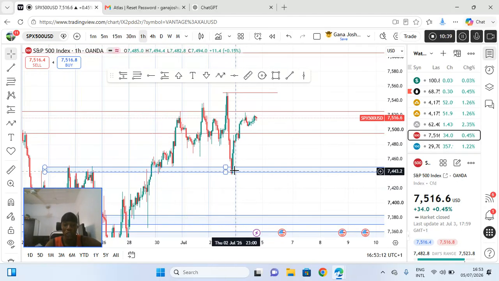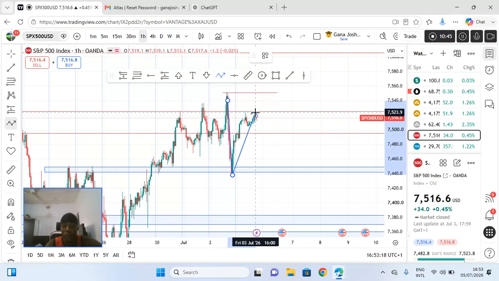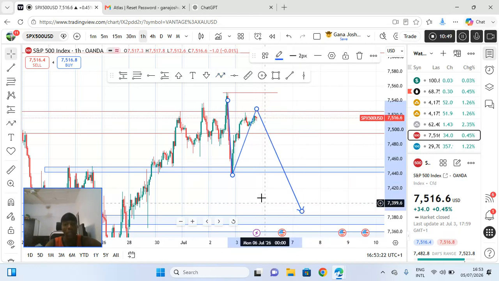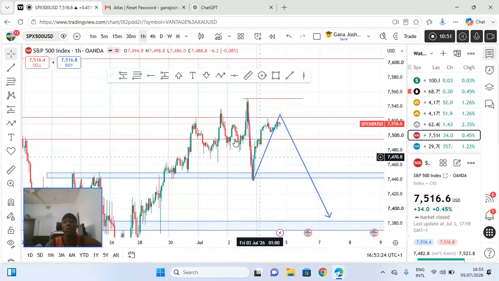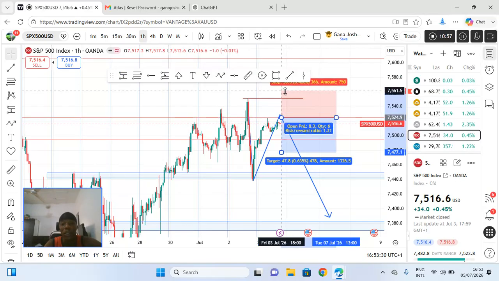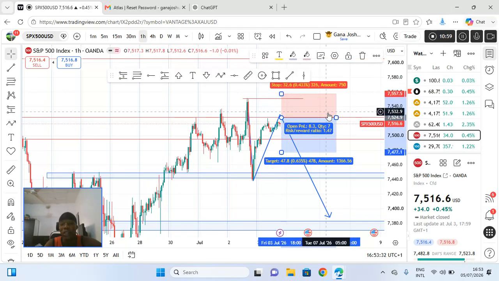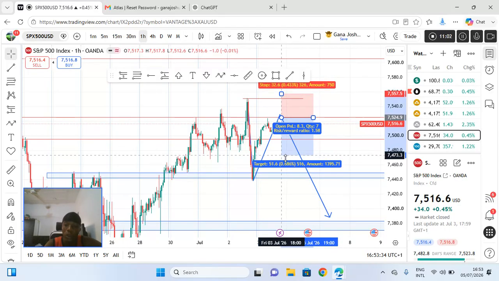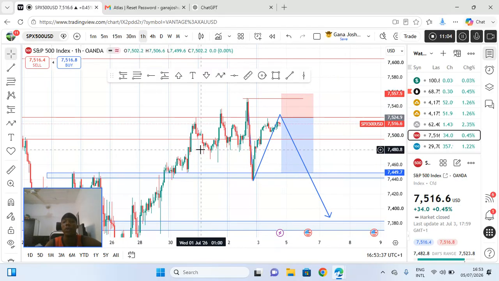Because right now, from where price is, if you ignore this support, you would say this move right here is an indication to the downside. It came back for a retest, head and shoulders, and continues to this side. This might happen, we don't know until the market opens. So if you're looking for sell opportunities on the S&P 500, which is a dangerous move, you could sell from here and take profit from here.